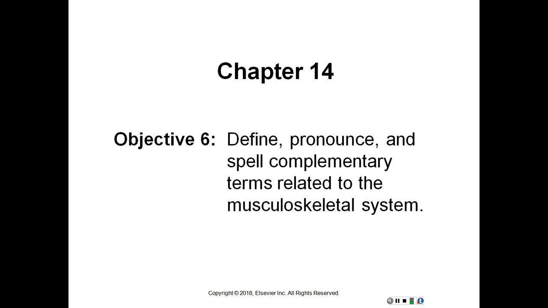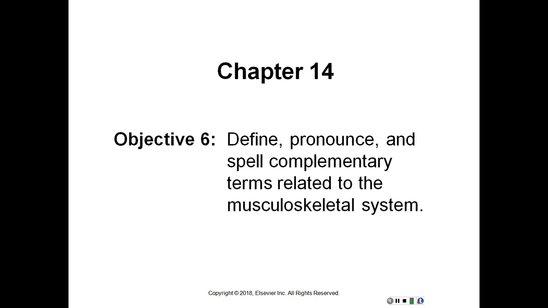Now we're going to define, pronounce, and spell complementary terms related to the musculoskeletal system. And there are quite a few here, but as you can see, they're all very similar. All the prefixes and suffixes are pretty much the same. They're only changing the word root. So, arthralgia, pain in the joint. Atrophy, without development, process of wasting away.